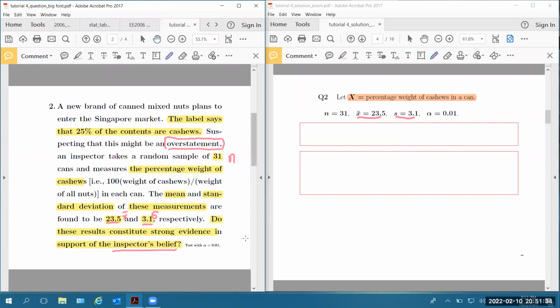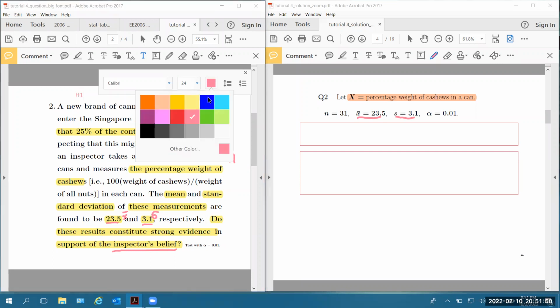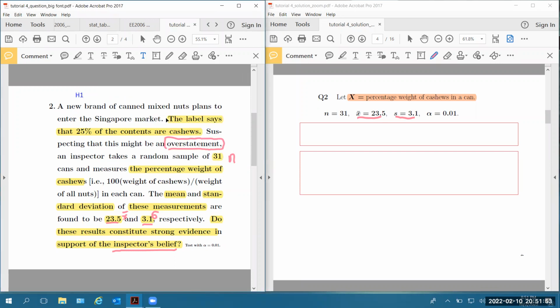So then we go and look here. The inspector's belief is H1. Let me write here, I use a blue color. So H1 is mu, that means the mean percentage weight of cashew in a can. He believes that it's less than 25%, so mu less than 25. This is the inspector's belief, this is the H1.